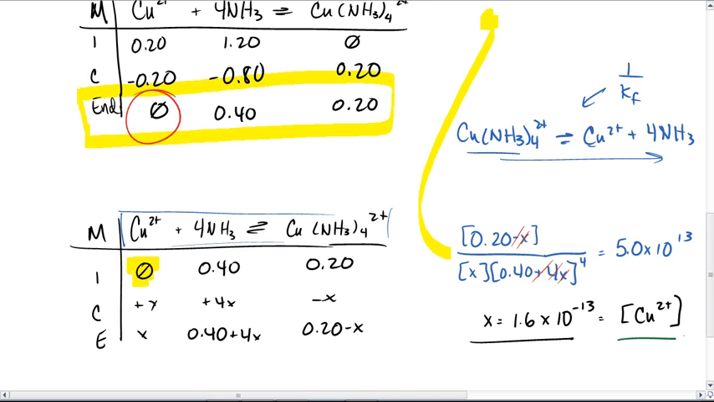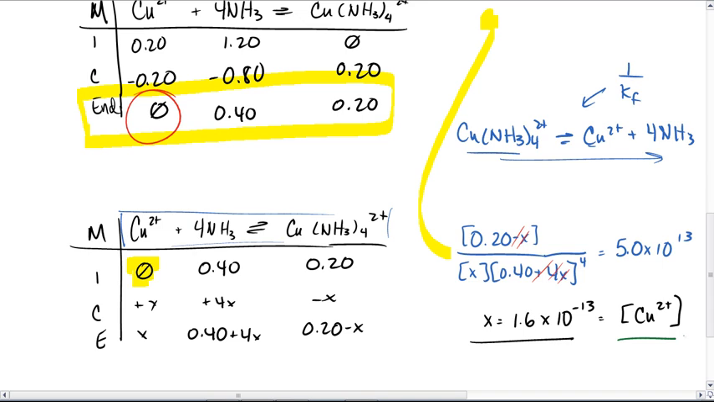So why did your calculator want to assume that it was losing all of it? Because, yeah, this is like 0.00, I don't know, 12 zeros, 1 6. It's a really tiny number. Or if we wanted to figure out what's the ratio of complexed to uncomplexed, take your 0.2 divided by 1.6 times 10 to the minus 13. You've got a really big ratio of complex to uncomplexed.